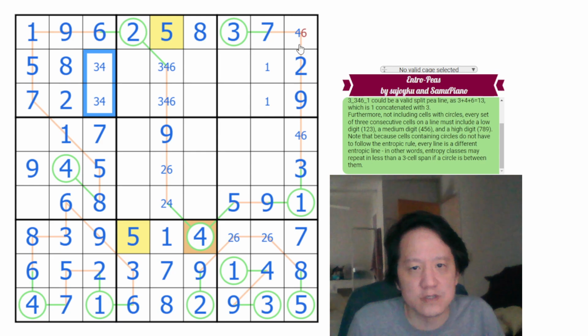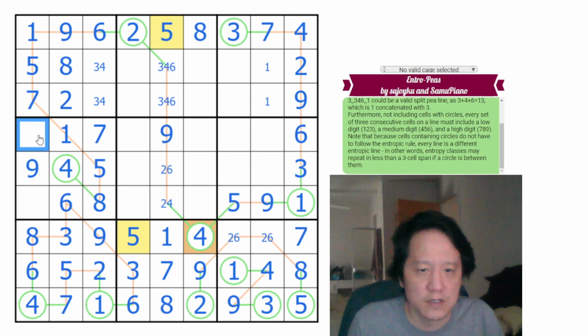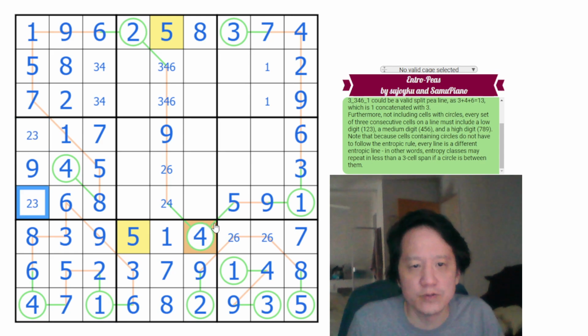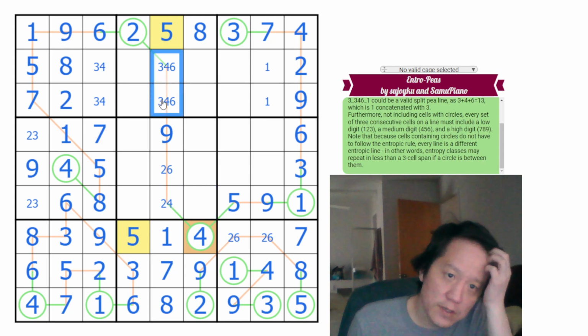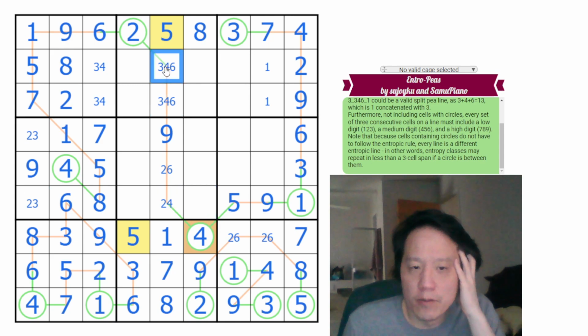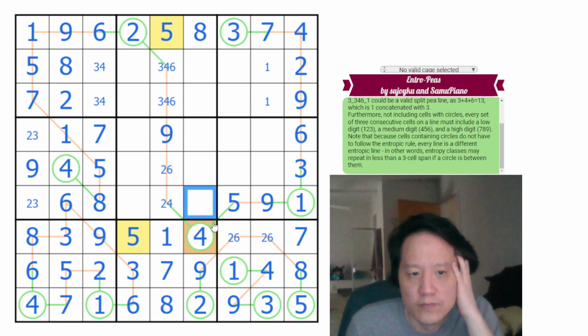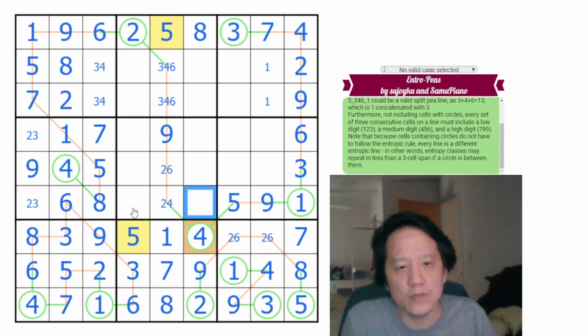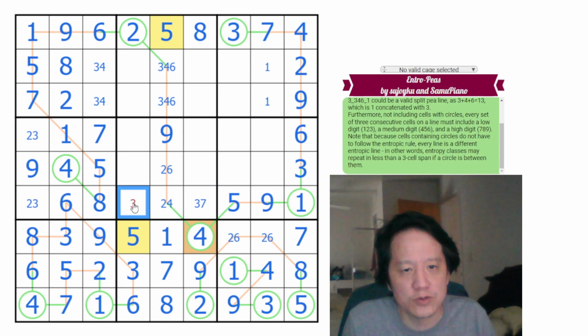This cannot be 6. This is 4. This is 6. Okay, and this is 2 and 3. 2 and 3. Right. We have 2, 3, 4, 7, right? So this is 3 and 7. This cannot be 2. So 3, 4, and 7. No 3. So this is 4 and 7.